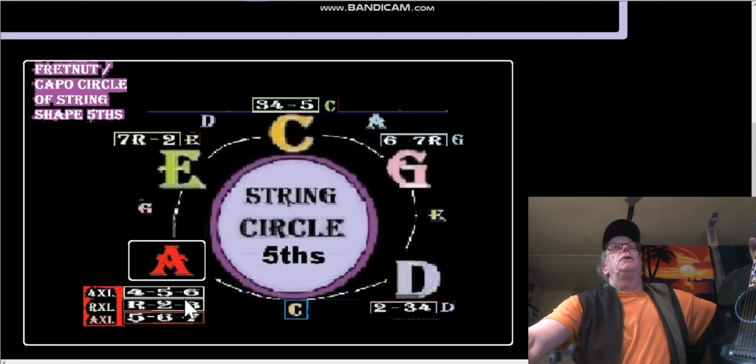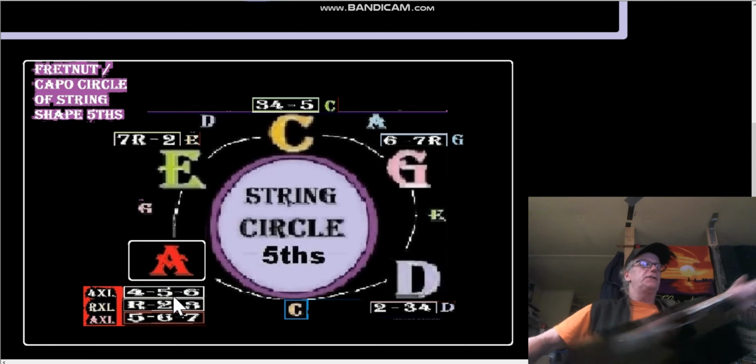If we're going to play off the fret nut, we go into the long pattern. Okay, so that's the difference.